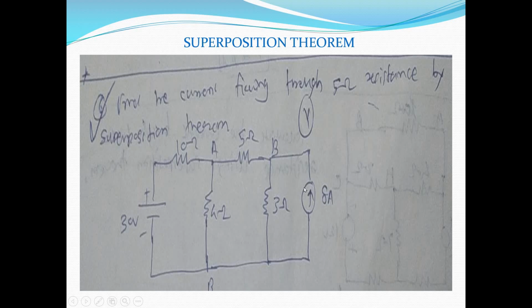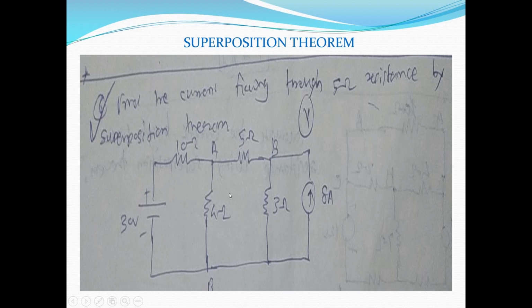Now in step 2, we'll find out the current flowing through this 5 ohm resistance only because of the 8 ampere source. At that time the 30-volt source will be replaced by its internal resistance. That means it will be replaced by a short circuit. And at that time we will find out the current flowing through the 5 ohm, which will be denoted by I suffix 5 ohm double dash.